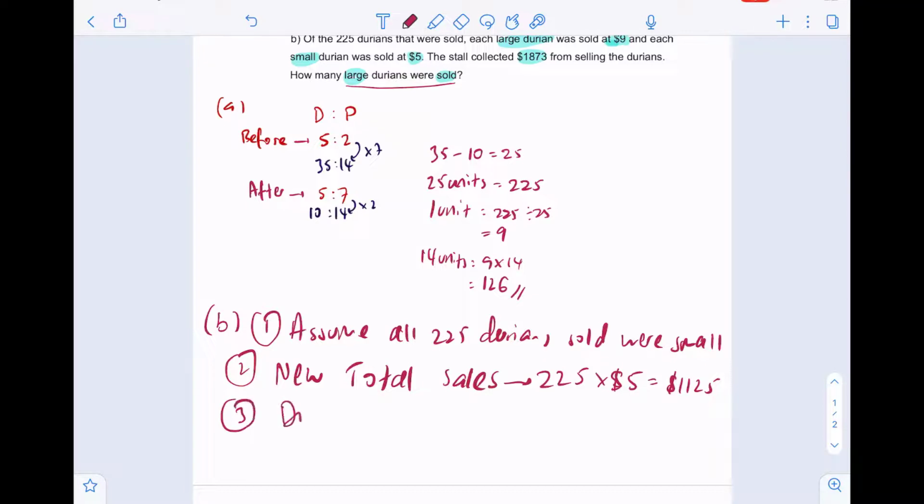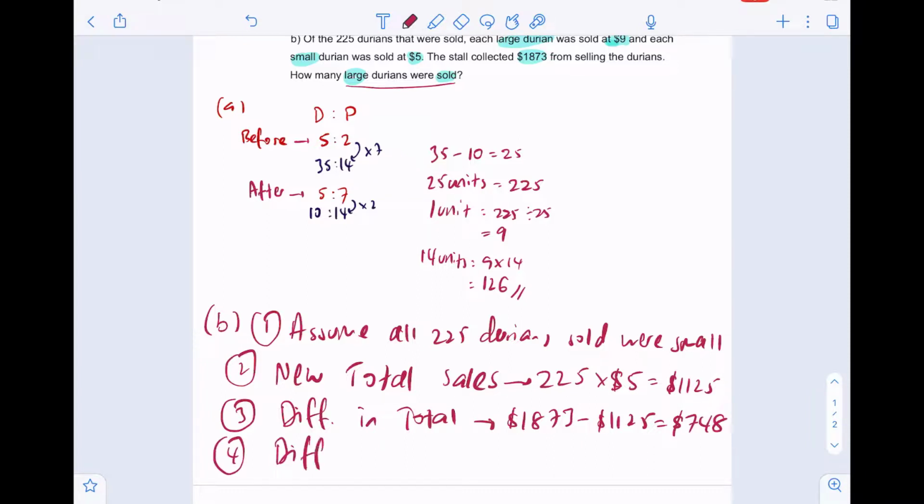Now part 3. This is where we find the difference in total. You take the bigger total, which is 1873, and minus off the one that we just found. So 1873 minus 1125, and you get a difference in total of $748. Fourth step, we find the difference in each of the durians. Now that will be $9 minus $5, and that will be $4.